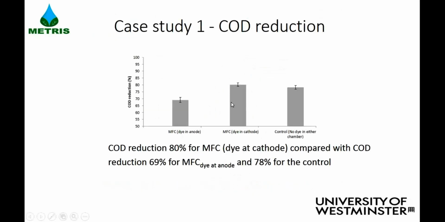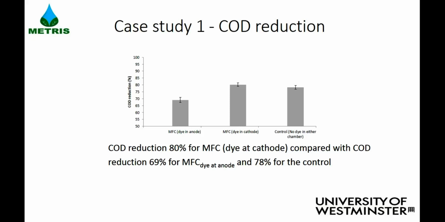When you look at COD reduction, we found that when you feed the dye in the anode, you get a slightly lower COD reduction compared to if you feed the dye in the cathode. And we also had a control where there was no dye in either chamber, and this gave a COD reduction of 78%. I have to clarify here, when I say COD reduction, the COD is not in respect of the dye alone. So we are looking at the whole microbial fuel cell system.